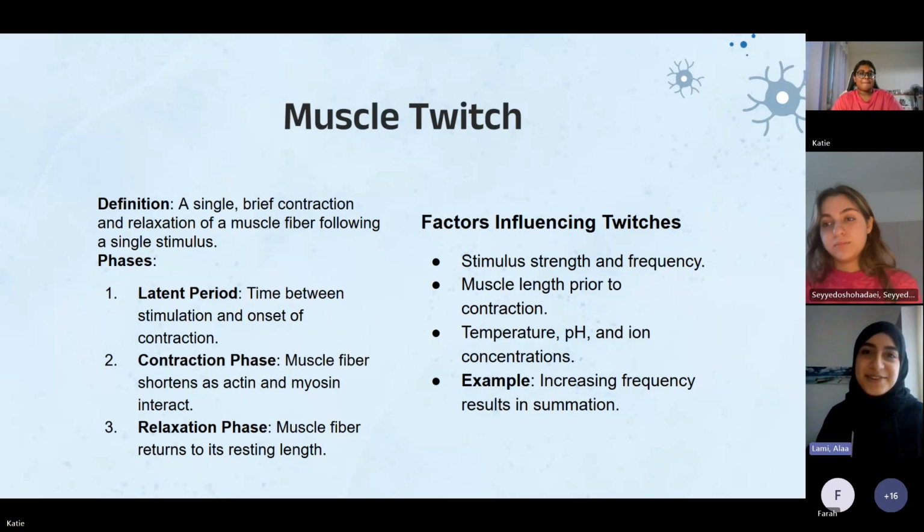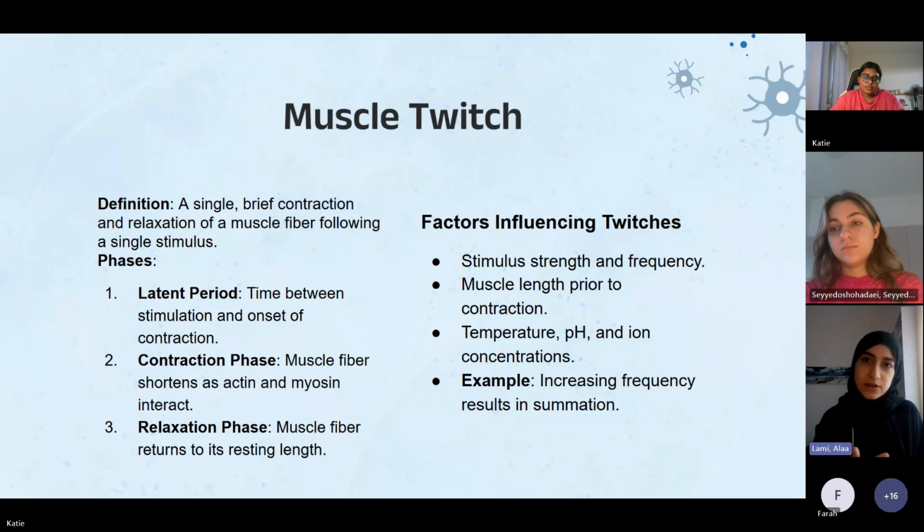So for the last part of this, I'll try to make it quick. It's going to be mainly about myology, so muscles, obviously. And it's just going to be adding on to what Tandis and Katie already explained, but in more detail and also more related to muscles. So let's start with muscle twitch.